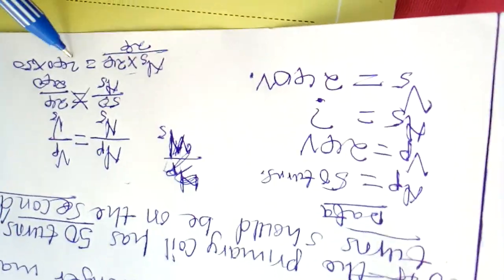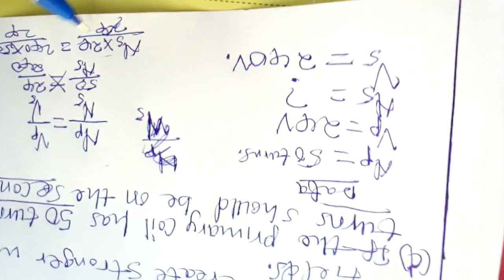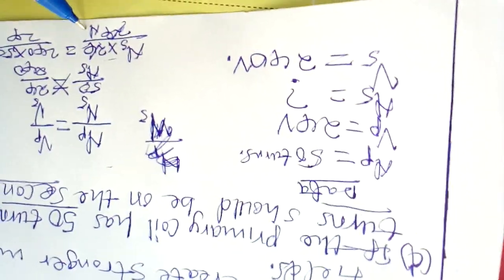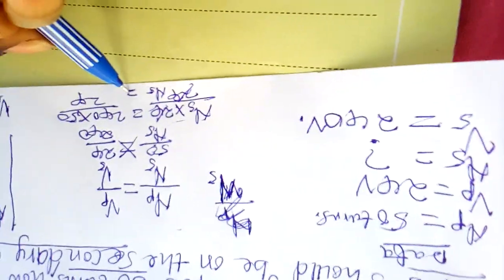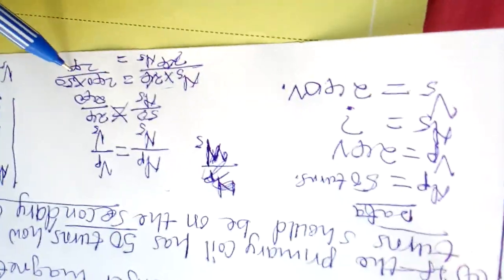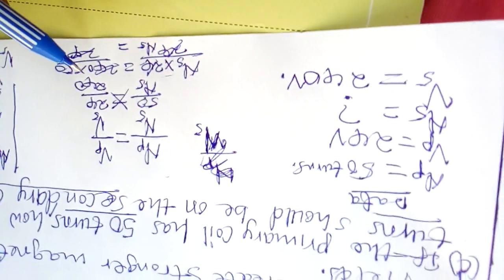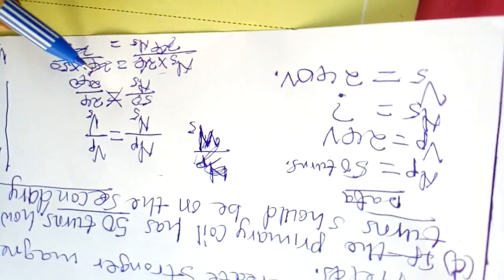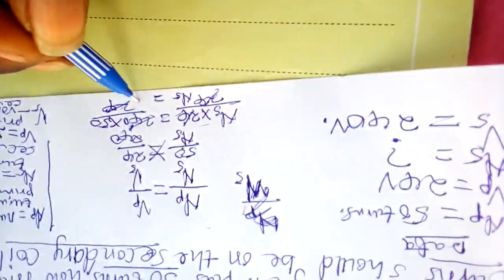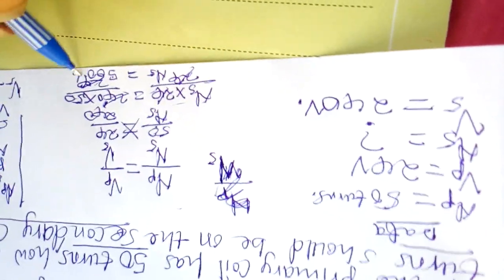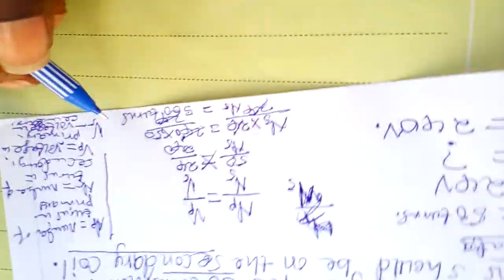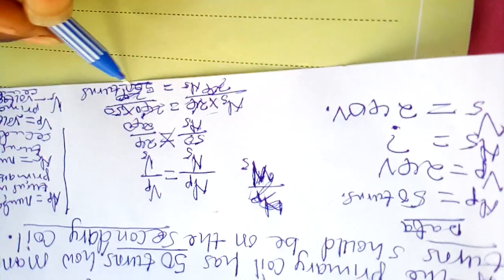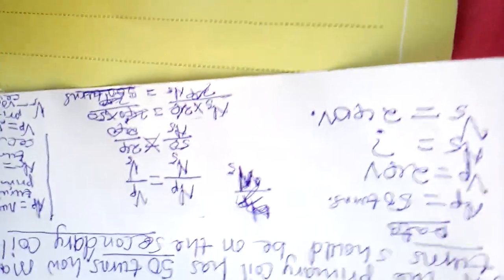If you want, you can shorten the answer here. You can just say over 24. You cancel 24 and 24, remaining with NS. NS is equal to, 24 into 24 is 1, you remain with 10. Then 10 times 50 will give you 500 turns. So the answer for the secondary coil is 500 turns.